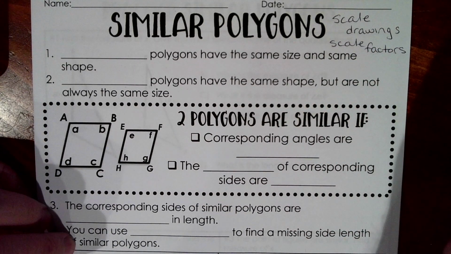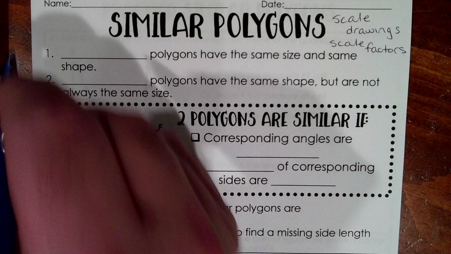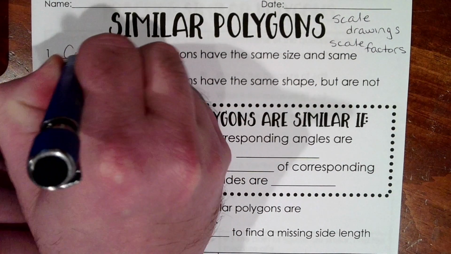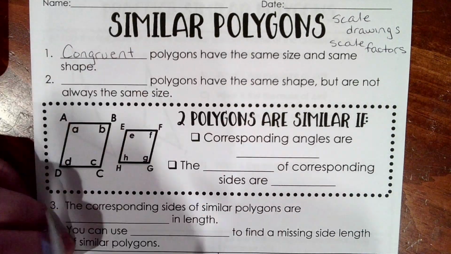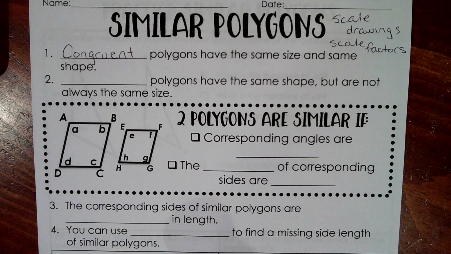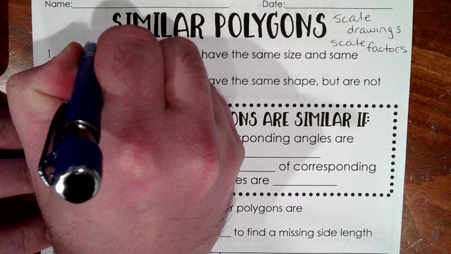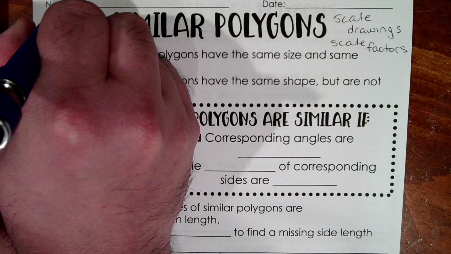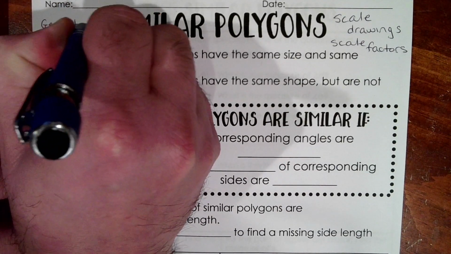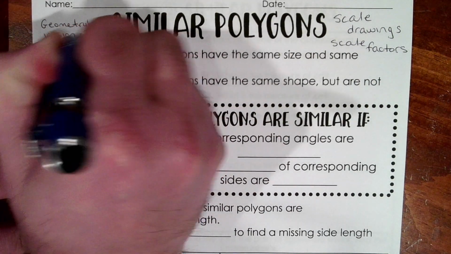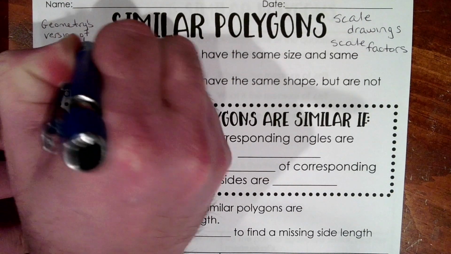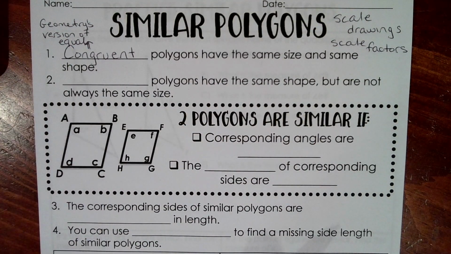Before we go on, we have to do some vocabulary, and there are some words that you may not know that I need to make sure you understand. So the first word is congruent. Congruent is geometry's version of equal. So congruent polygons have the same size and same shape.